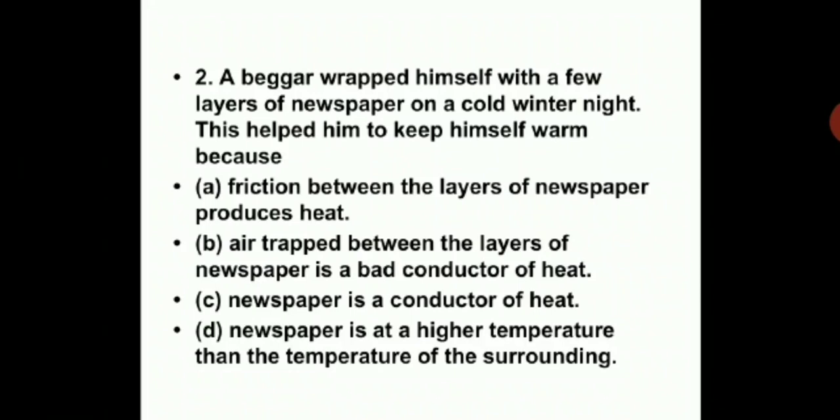A beggar wrapped himself with a few layers of newspapers on a cold winter night. This helped him to keep himself warm because: friction between the layers of newspaper produces heat; air trapped between the layers of newspaper is a bad conductor of heat; newspaper is a conductor of heat; newspaper is at a higher temperature than the temperature of the surroundings. So you have to write down the question and only the right answer. Do not copy all the 4 options.